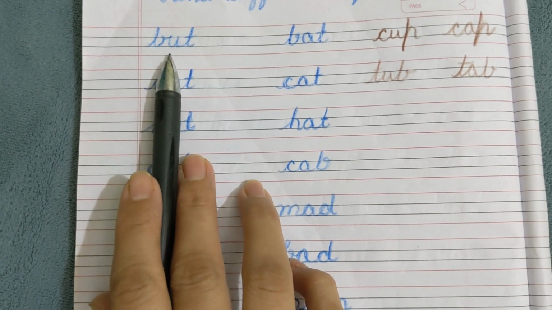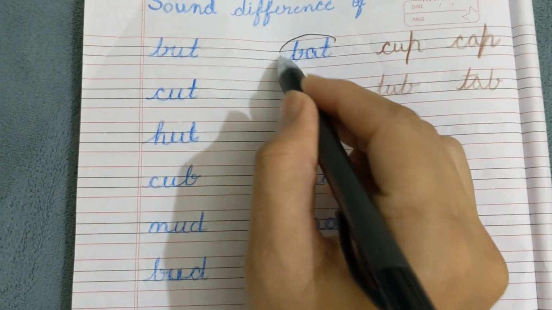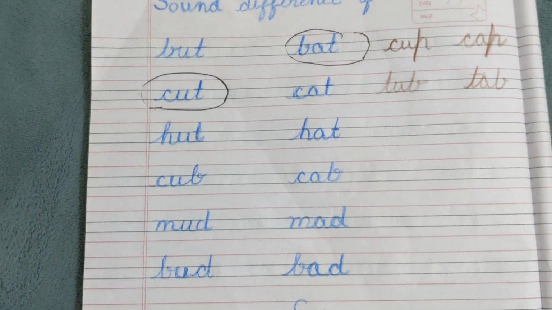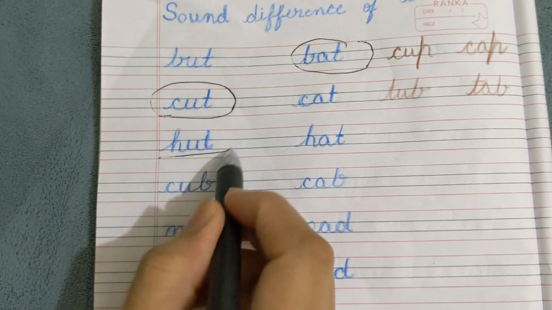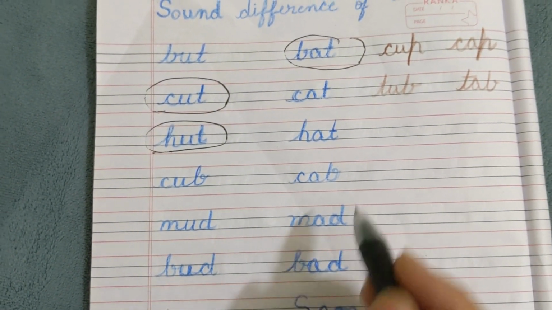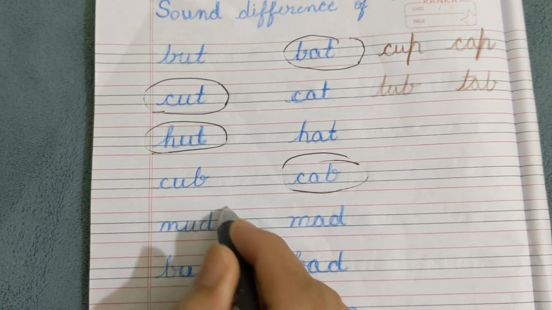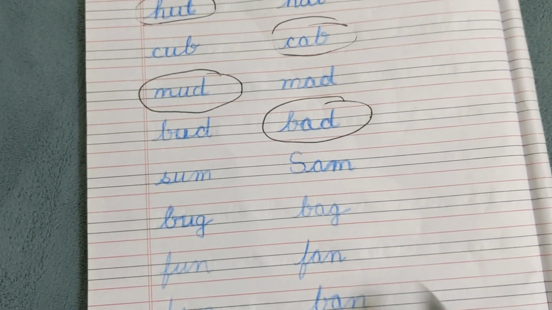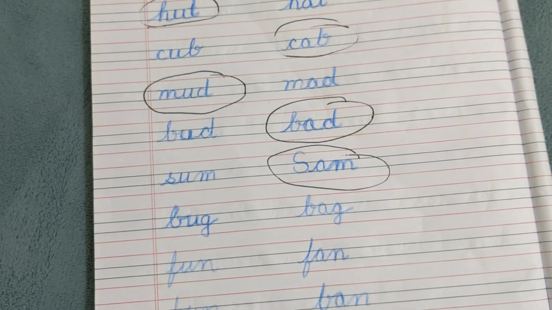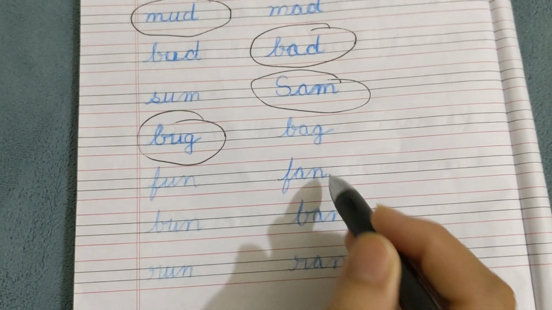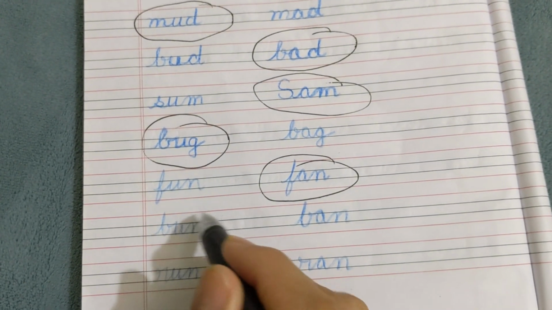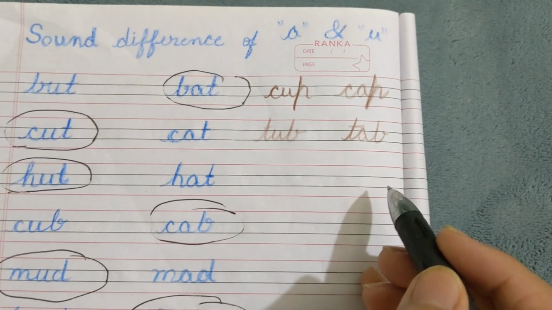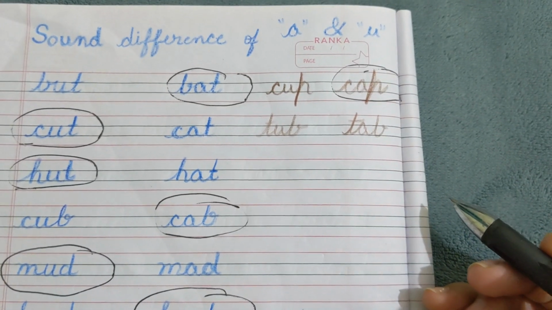So first, like: bat, cut, hut, cab, mud, bad, Sam, bug, fan, bun, ran, cap, tub.